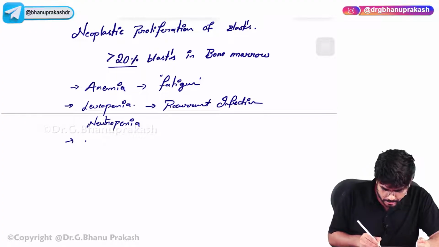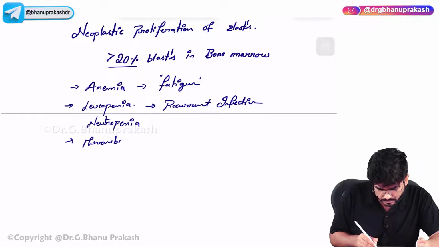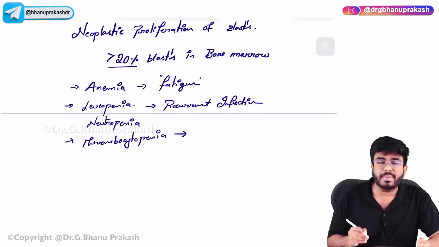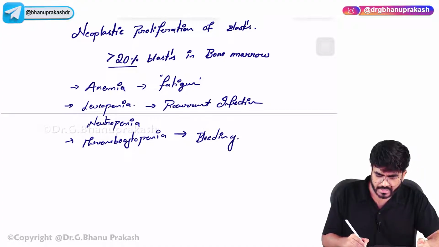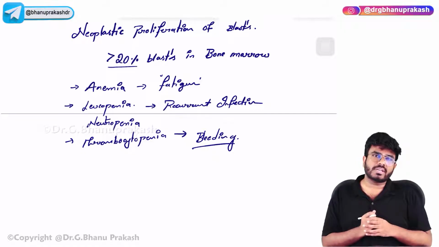Next, there can be thrombocytopenia. Thrombocytopenia means the platelets are going down. As the platelets are going down, the patient is going to have bleeding. Bleeding disorders, like bleeding into the skin, bleeding into the joints.